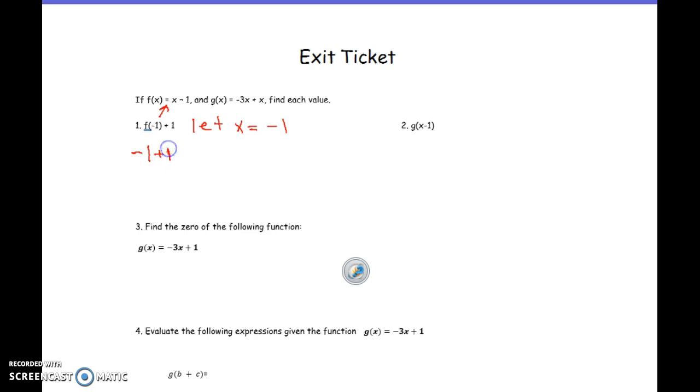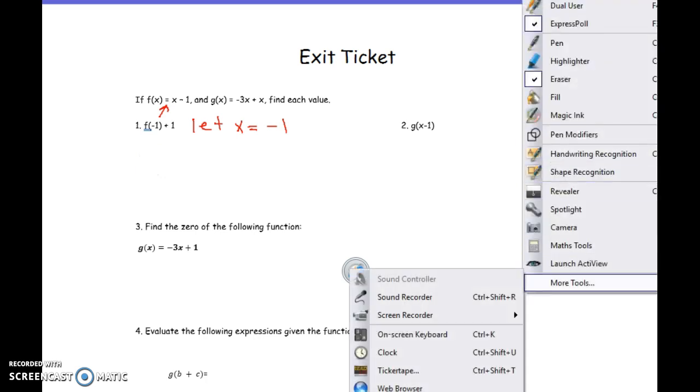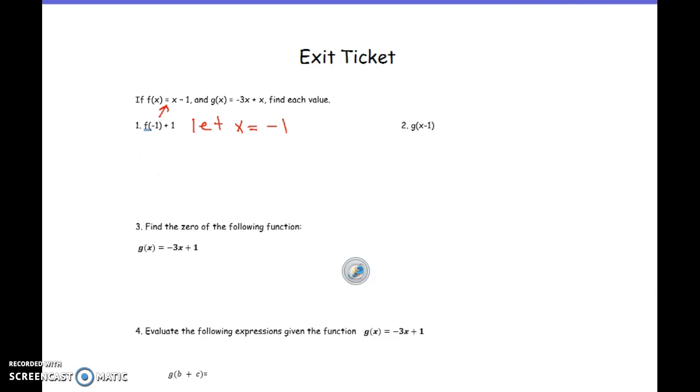1. Oops, sorry, just made a mistake here. Okay, this is going to be negative 1 minus 1, but then we're going to add 1. So negative 2 plus 1 would give us a negative 1.